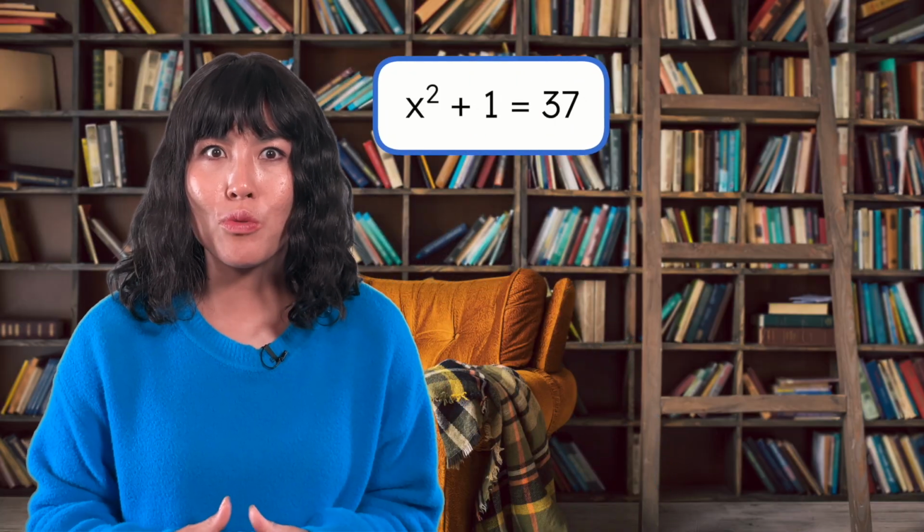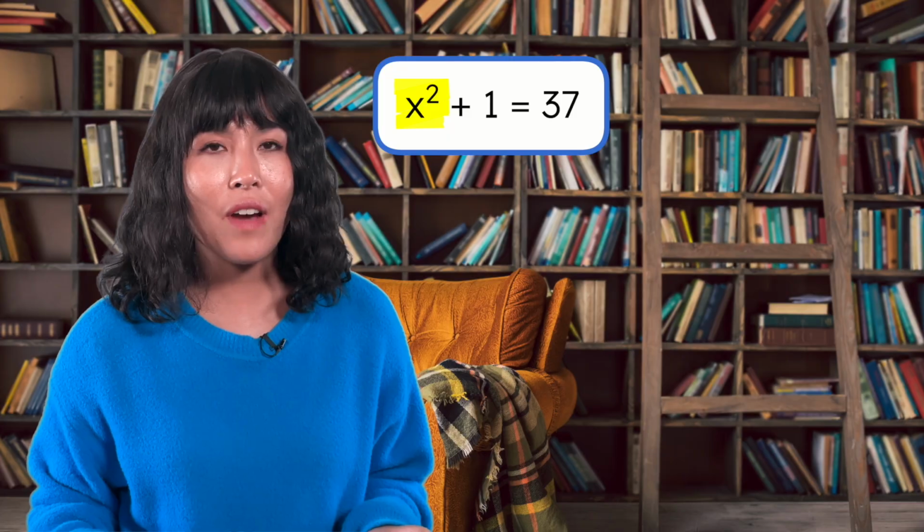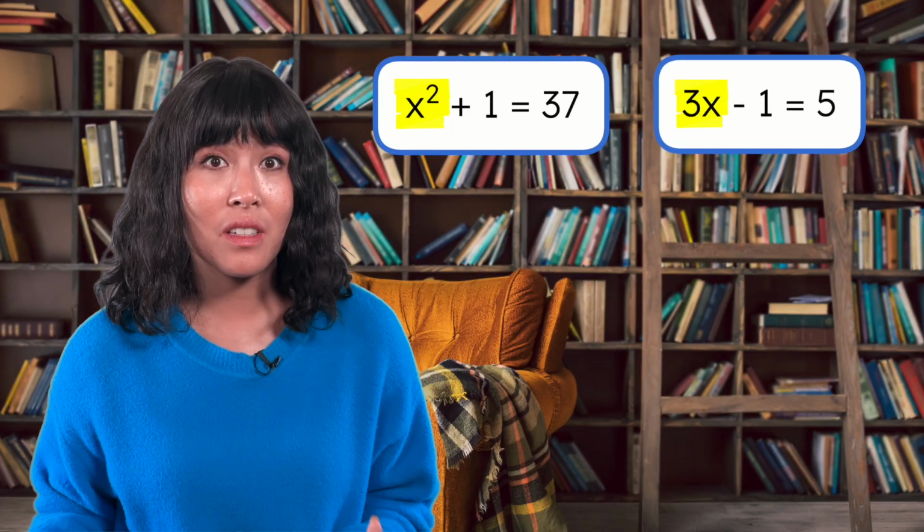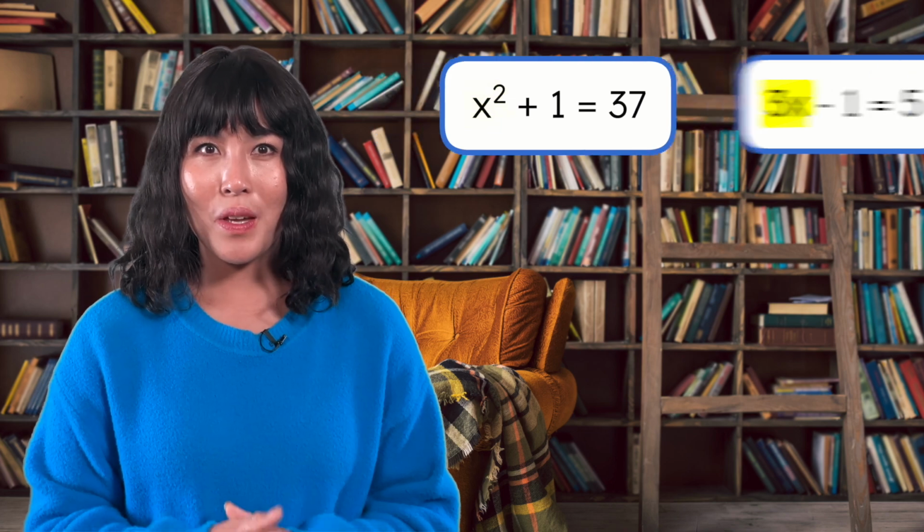So, in all of the equations we've solved so far, and there have been a lot, we haven't seen a variable raised to the second power. In fact, we've only worked with variables raised to the first power. So, what should I do with x squared plus 1 equals 37?